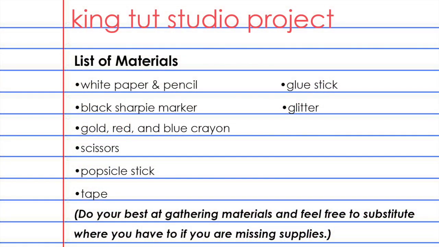Here's a list of materials you'll need for the King Tut studio project. White paper and pencil. White paper should be approximately 8.5 by 11. Black Sharpie marker, gold, red, and blue crayon, scissors, popsicle stick, tape, glue stick, and glitter. Do your best at gathering materials and feel free to substitute where you have to if you're missing supplies.